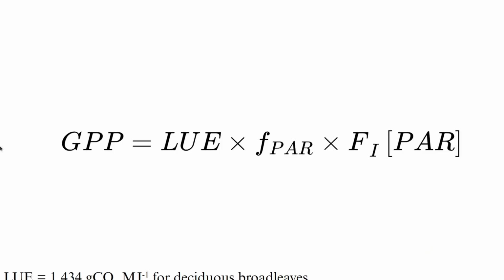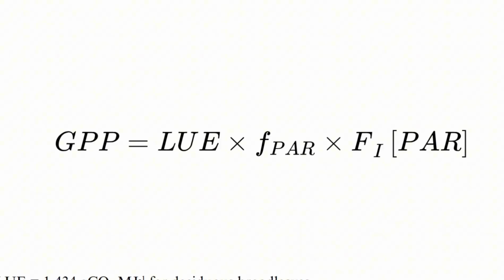After running the simulation, we obtained images of the scene for each of the spectral bands. Using a Python script that converts the brightness of a pixel to the value of reflectance, we calculate the FPAR of our forest canopy for this simulation. To calculate the GPP, we simply multiply the incoming solar flux with the FPAR and with the light use efficiency coefficient. This coefficient depends on the type of leaves. Values of light use efficiency were found in the literature. For deciduous broadleaves, the coefficient is equal to 1.434 grams of carbon per megajoule.